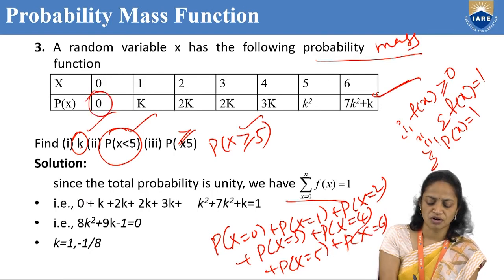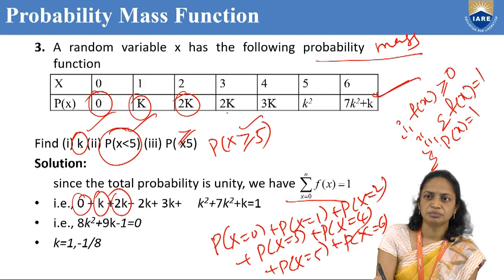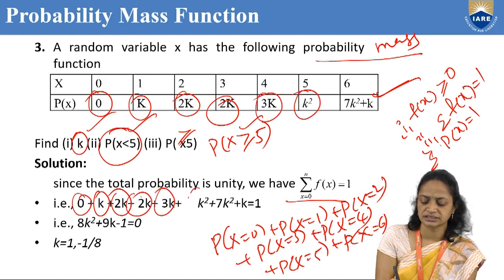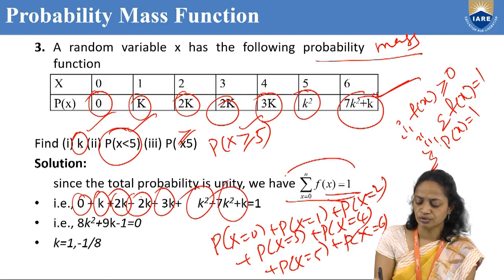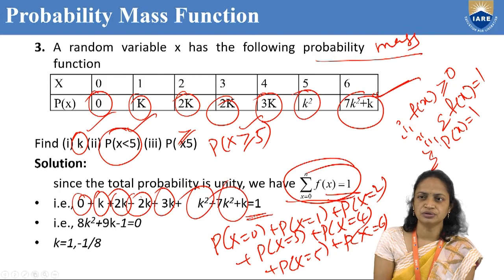0 and p of x equal to 1 is k and p of x equal to 2 is 2k, p of x equal to 3 is 2k, p of x equal to 4 is 3k and p of x equal to 5 is k square and p of x equal to 6 is 7k square plus k. That is equal to 1.